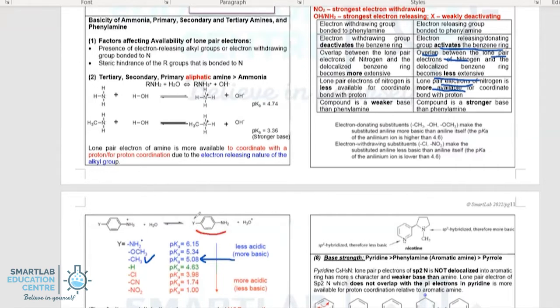Let's now take a look at another Y group, for example the NO2 group, which is here. The NO2 group is a ring deactivator, and if it deactivates the benzene, then the overlap between the lone pair electrons of nitrogen and the delocalized pi electrons will be more extensive, and the lone pair electrons of nitrogen end up less available for proton coordination. So in that case, the compound will be a weaker base than phenylamine.